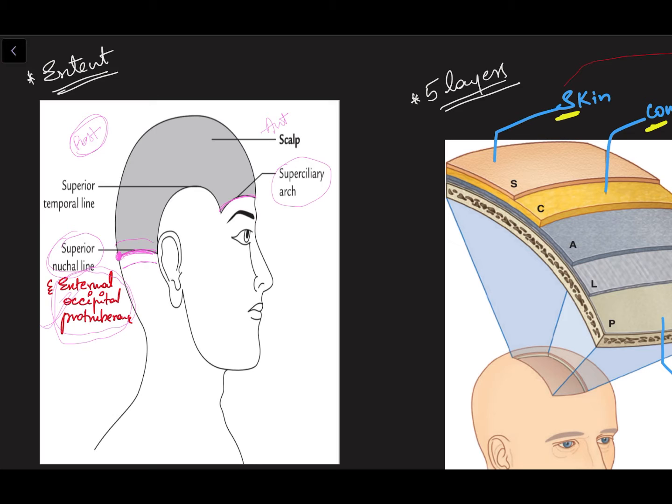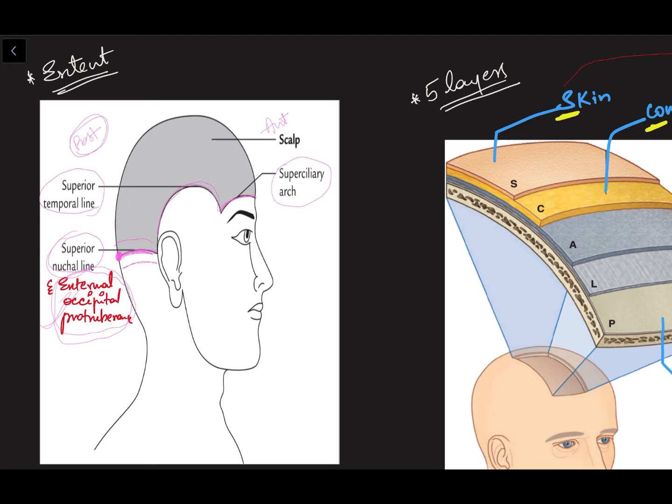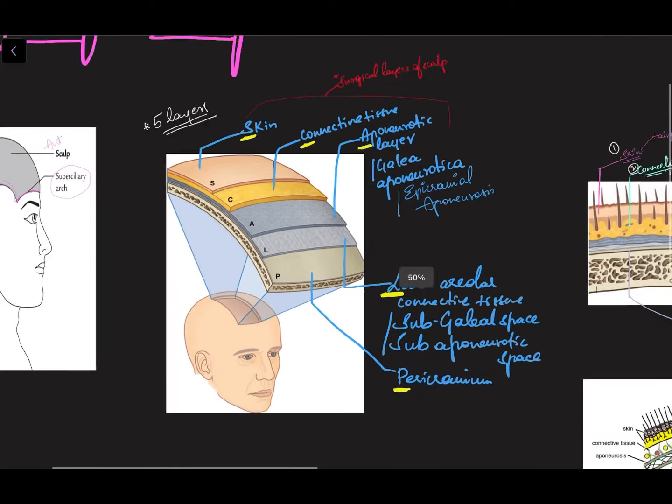On each side, anterior and posterior are finished, right? Now on each side the scalp is attached to the superior temporal line, which you can find on the temporal bone, right? Now we have known about the extent of the scalp. Let's try to understand the layers of the scalp, the main important topic of this video.